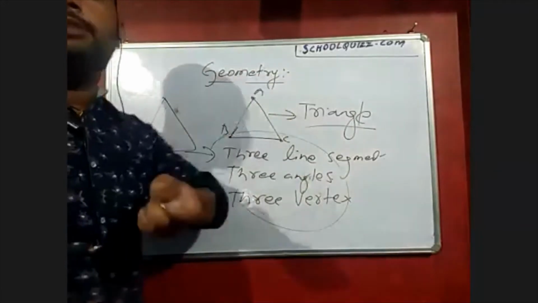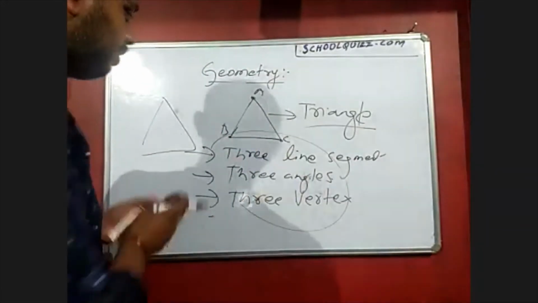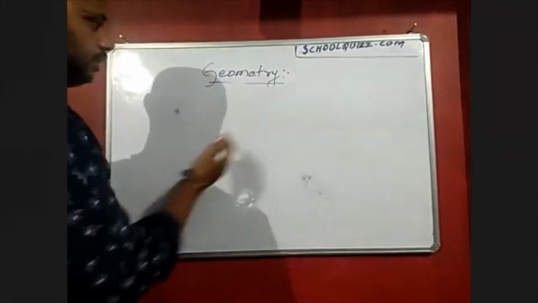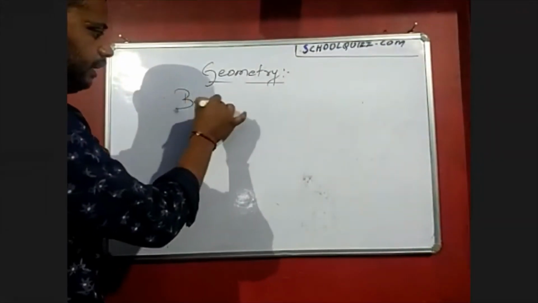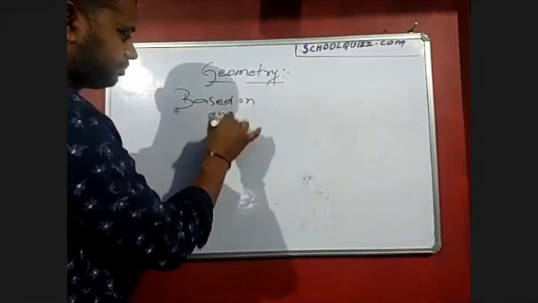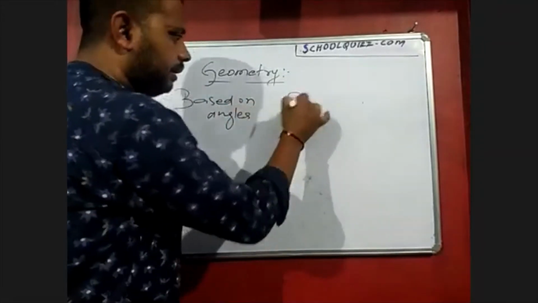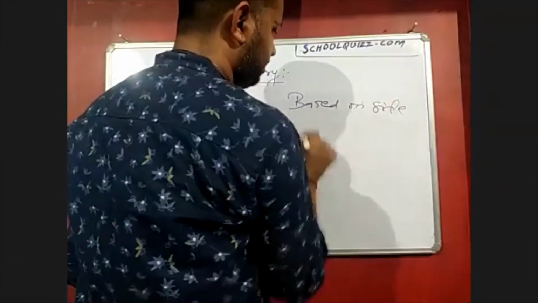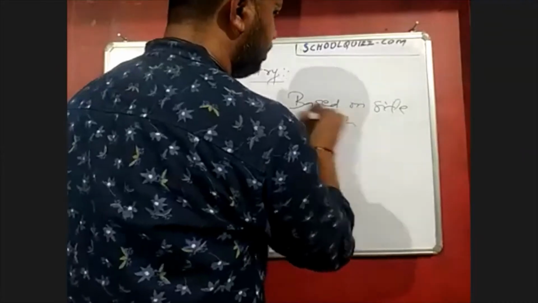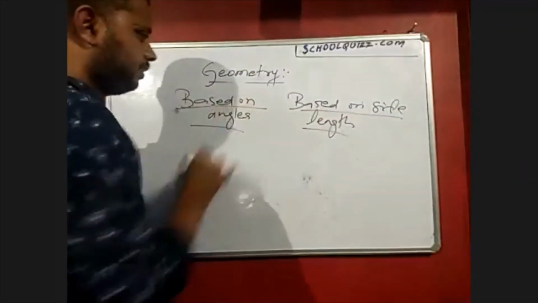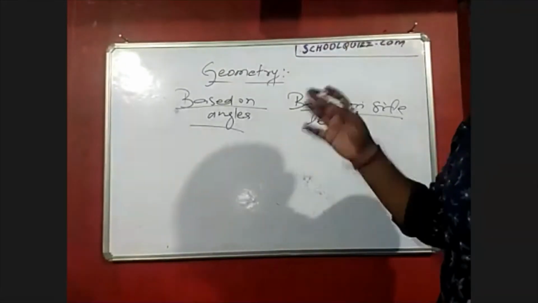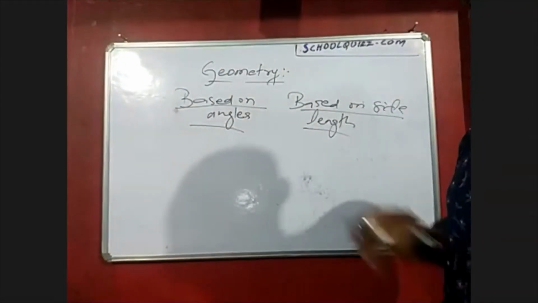Understand? So like that, triangles, based on their property, they start framing the name of the triangle. They started two ways: based on angles, and the next name they gave is based on side length. So they gave two ways to decide what type of triangle that is: based on angles, and based on side length.